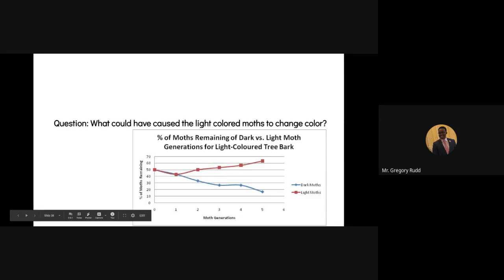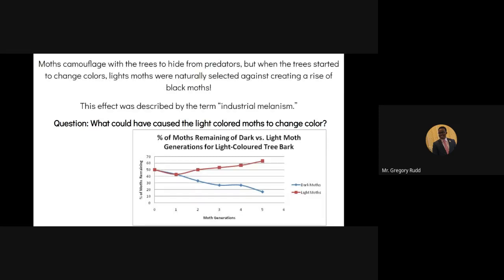What do you all think caused the light-colored moths to change color? Camouflage. Camouflage is what causes this. So they're trying to protect themselves from their predators. The individuals that stand out on light-colored tree bark are the darker-colored individuals, and so they're much easier to see, and therefore they get eaten. They can't have kids. Once you're eaten, obviously you're not going to reproduce anymore.